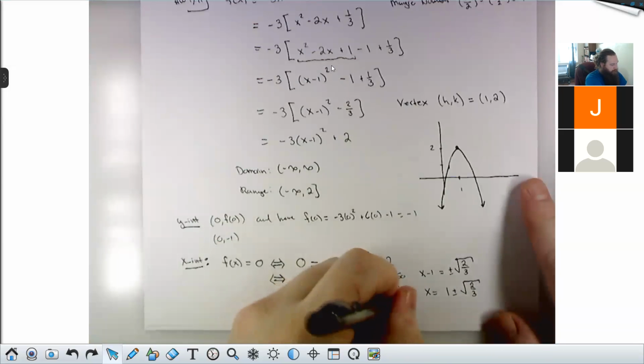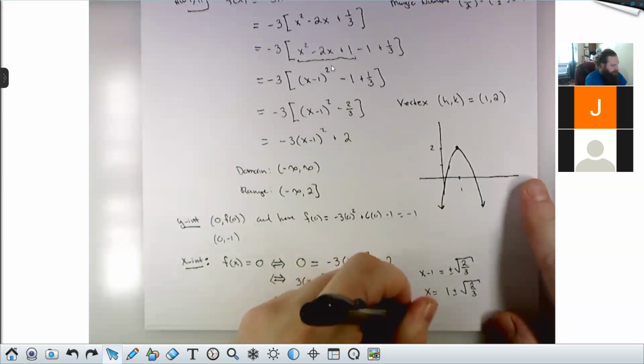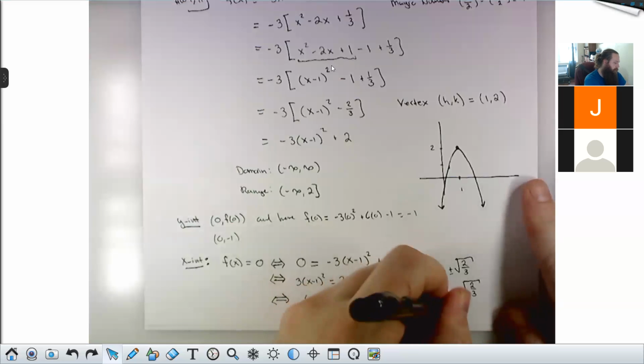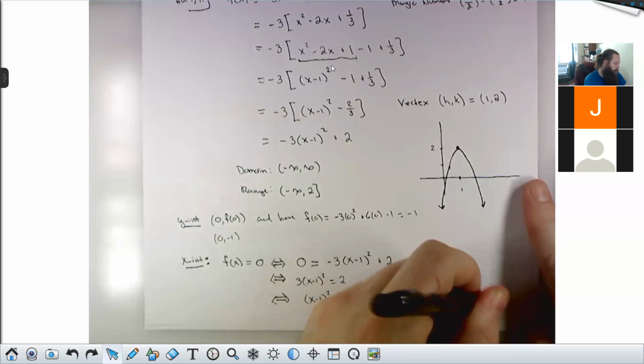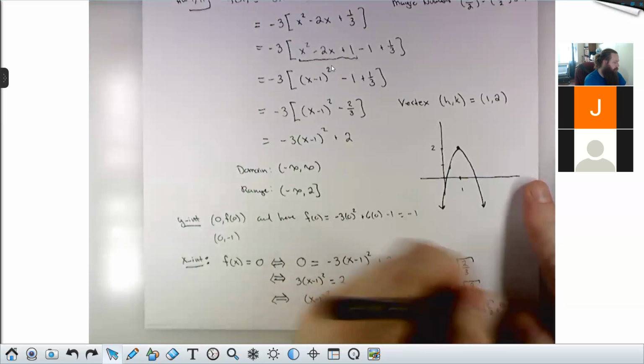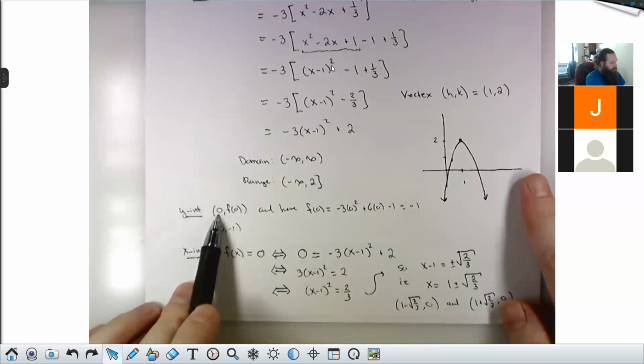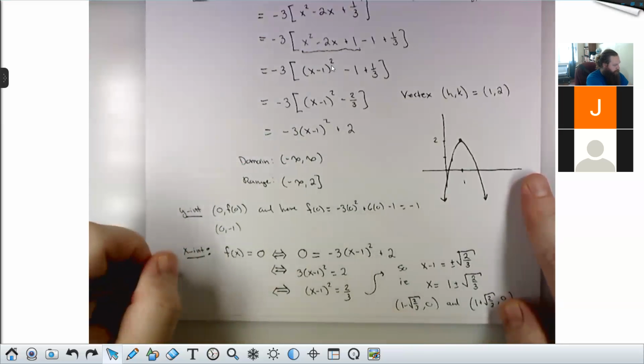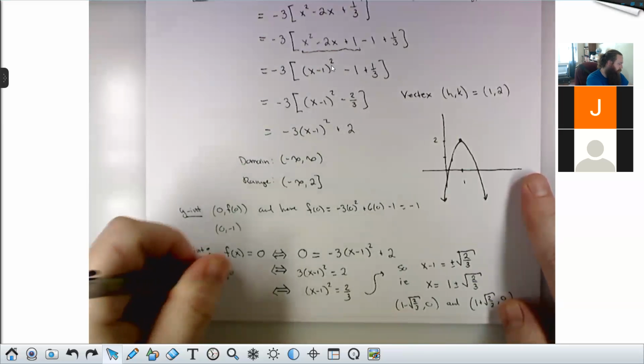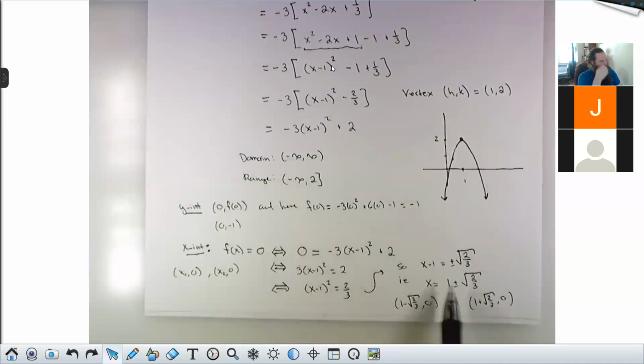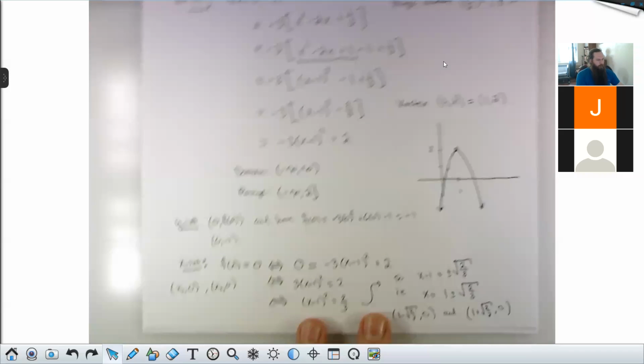So one of them is 1 minus the square root of 2/3, comma 0. And the other is 1 plus the square root of 2/3, comma 0. Just like y-intercepts are always at the point 0, comma f of 0, x-intercepts are always of the point x1, comma 0 and x2, comma 0. However, x1 and x2 are the two things you get either from the quadratic formula, from factoring, or by solving like this. So I think that is not everything we wanted for this problem, right?